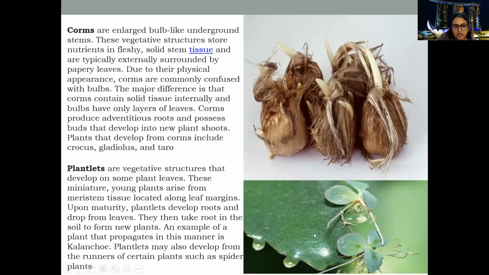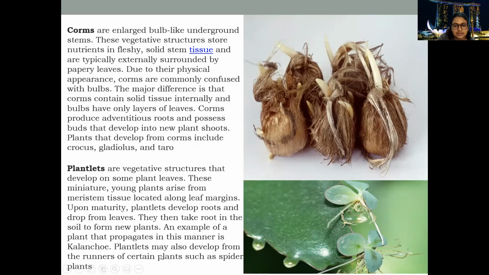So upon maturity, what happens? The plantlet develops roots. When they are immature, they look more like this. And when they become mature, they develop roots, and ultimately take root in the soil to form new plants. Upon maturity they develop roots and drop from the main leaves, and ultimately the roots will get stuck into the soil, and they will grow into a new plant. So this is the main thing.